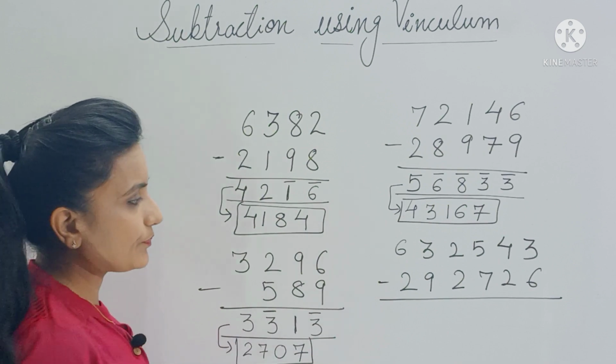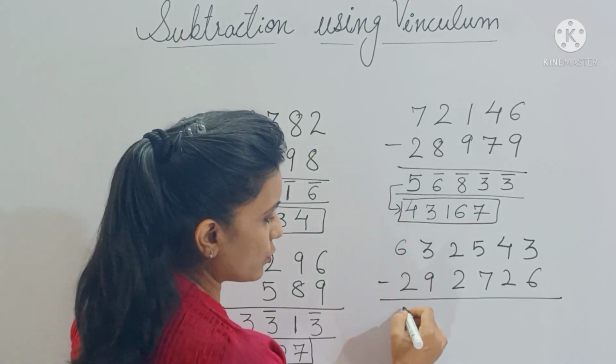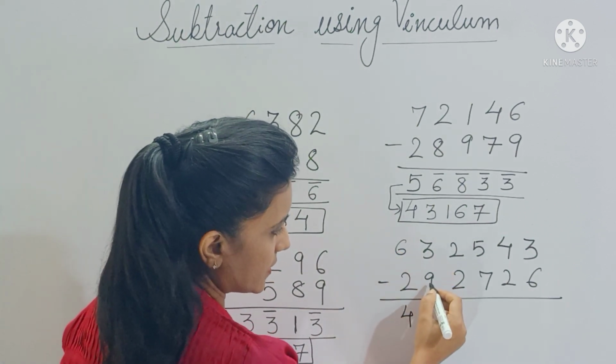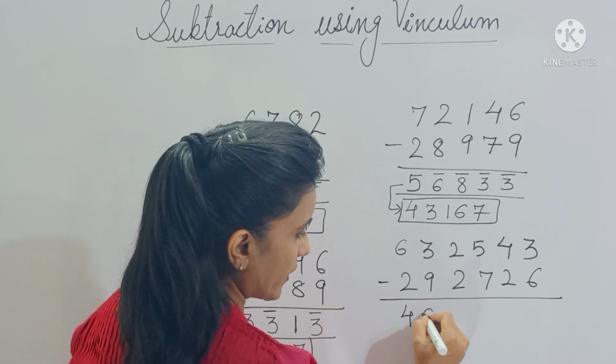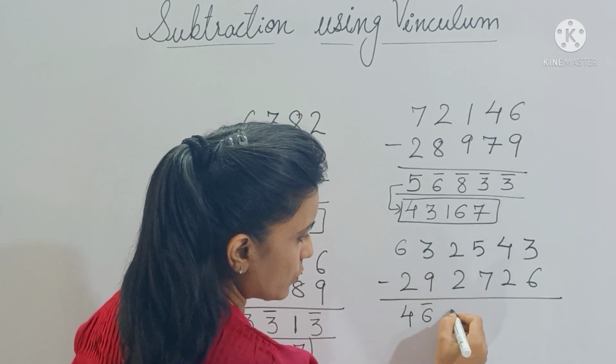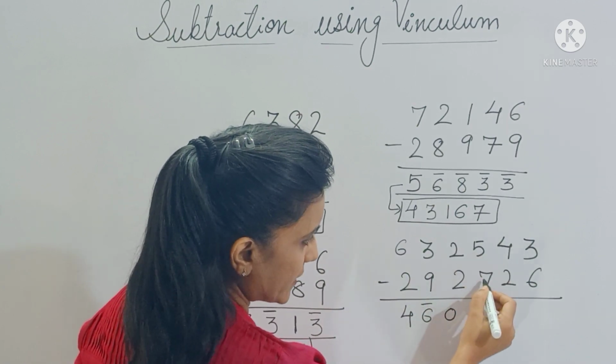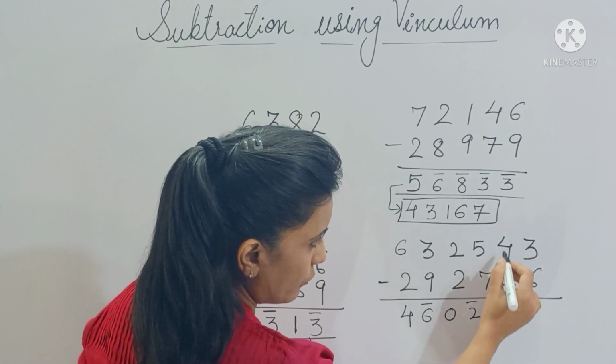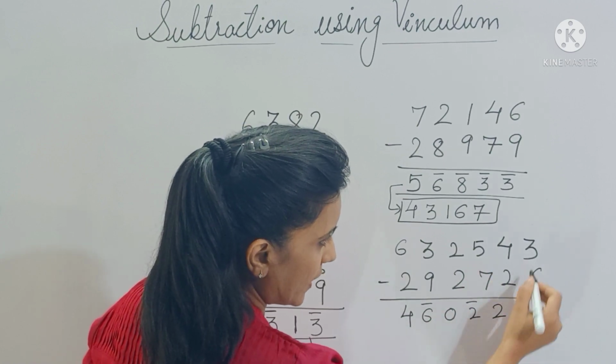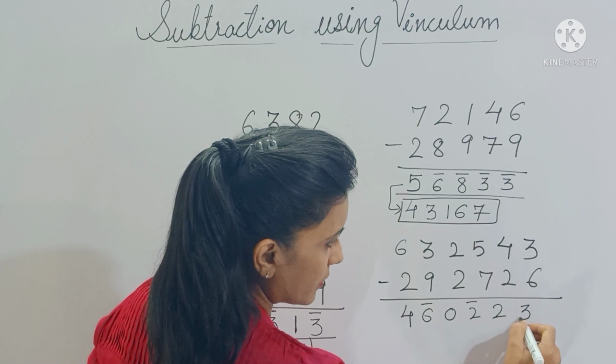Let's do the last one. So 6 minus 2 is 4. 3 minus 9 is not possible. So you get bar 6. 2 minus 2 is 0. 5 minus 7 will be bar 2. 4 minus 2 will be 2. And 3 minus 6 will be bar 3.